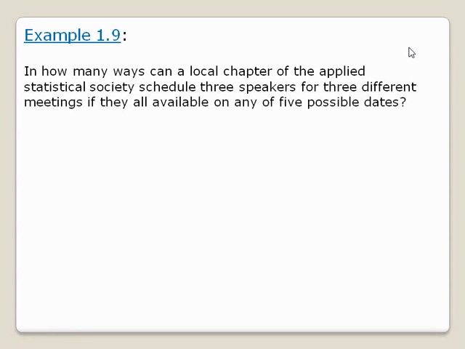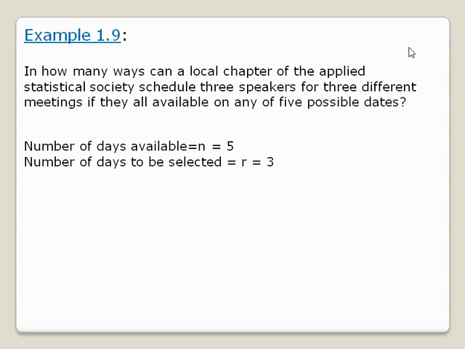Let's look at another example. In how many ways can a local chapter of the Applied Statistical Society schedule 3 speakers for 3 different meetings if they're all available on any of 5 possible dates? Okay, we know that the number of days available equals 5, and the number of days to be selected out of that 5 available dates is 3, because we have 3 different speakers.